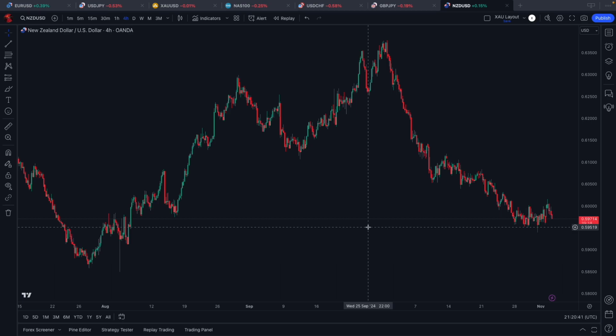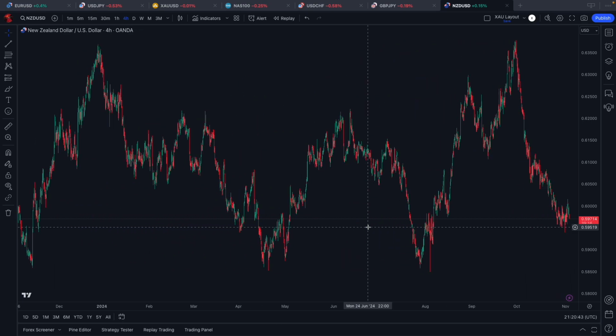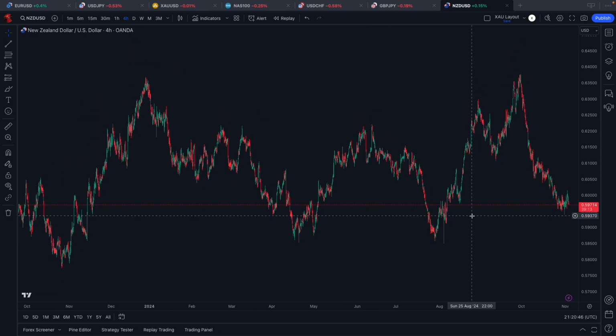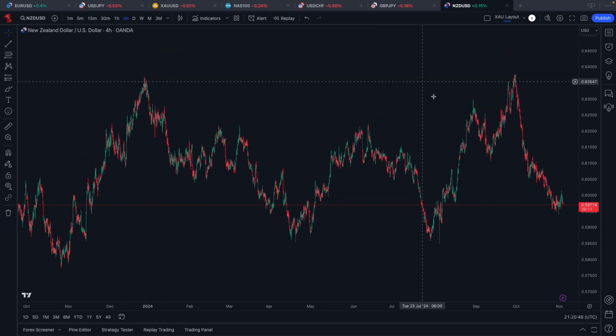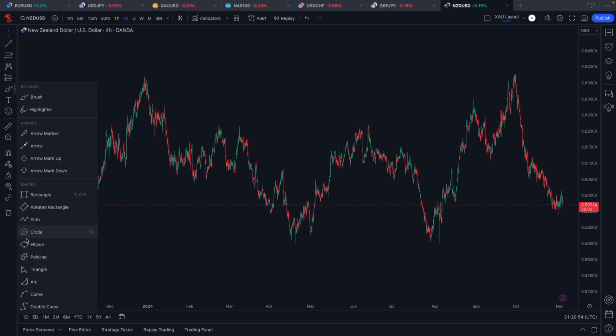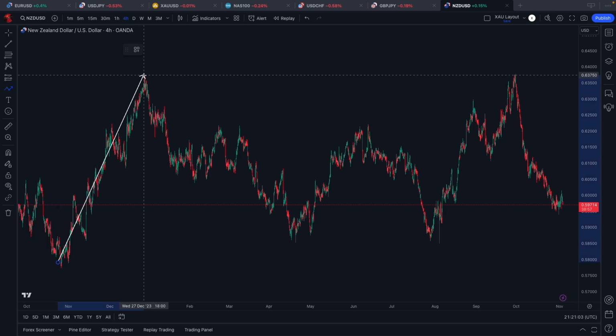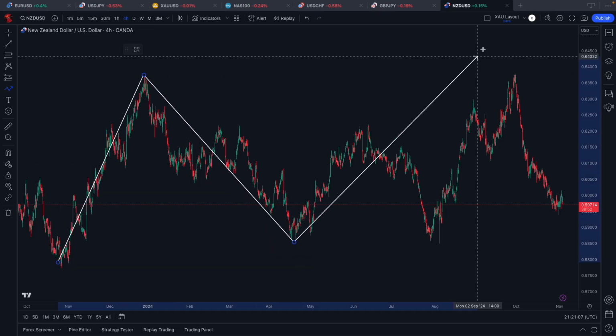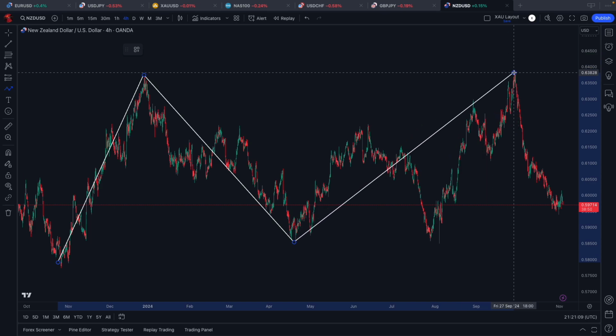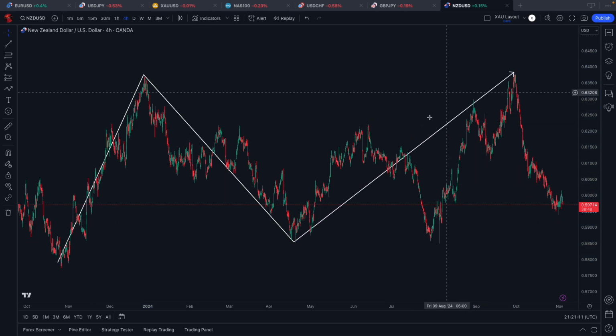So first and foremost, it's very important that we get a good understanding of the market that we are looking at. We're here on the 4-hour time frame. We look at the structure of this market. It's quite evident that this is a bullish market. If we just get our path tool out to show this, you can see here that we have a low, followed by a high, followed by a low, followed by a higher high. Clear bullish structure in the market.